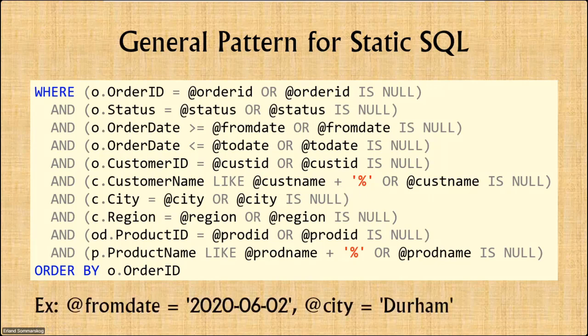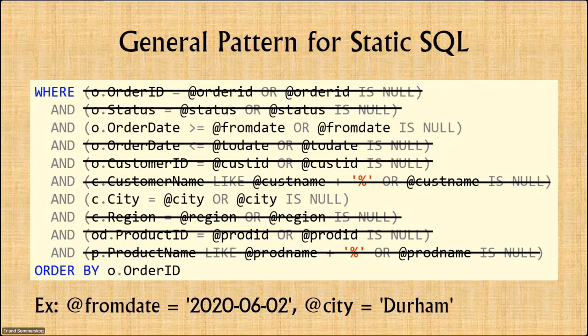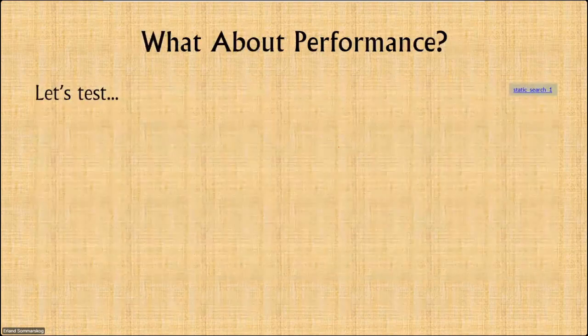Now, as an example of how this actually works, this search will give us all orders from Tuesday on from customers in Durham. We did not provide an order ID. Since order ID is null, this condition does not mean anything, and we can take it out. And we can take out all of them. Since from date is not null, this is what we have left. So basically, this is the logical thing we have to work with. That's the general pattern.